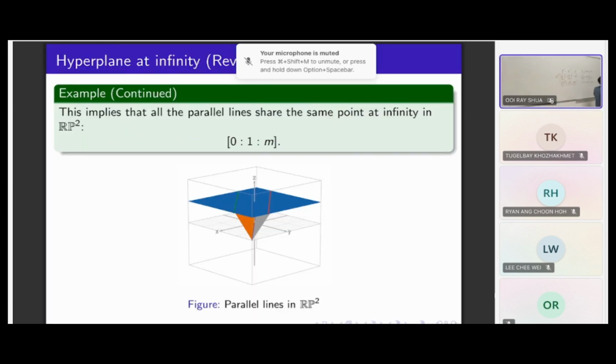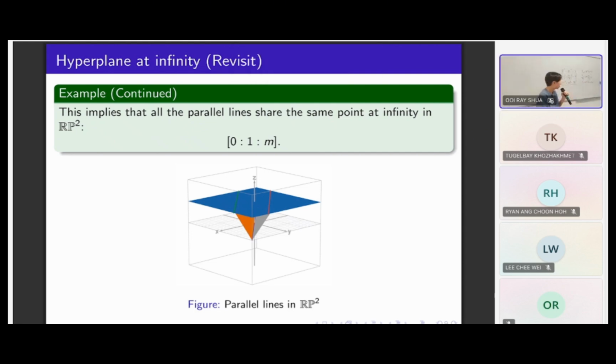So yeah, and then this is what you will see. This is just two lines, like how I defined just now. Two lines with the same gradient, and when you look at it in A3, that means you are going into a projective space P2. You actually see that the lines intersect at infinity, just like the perspective art thing.